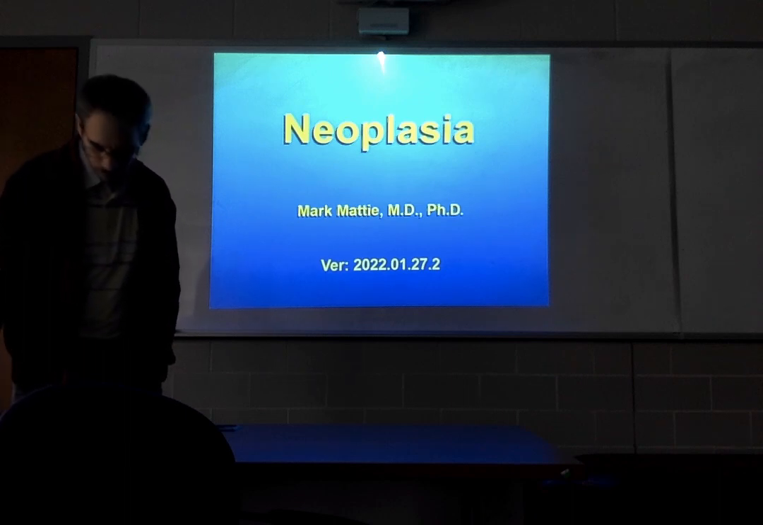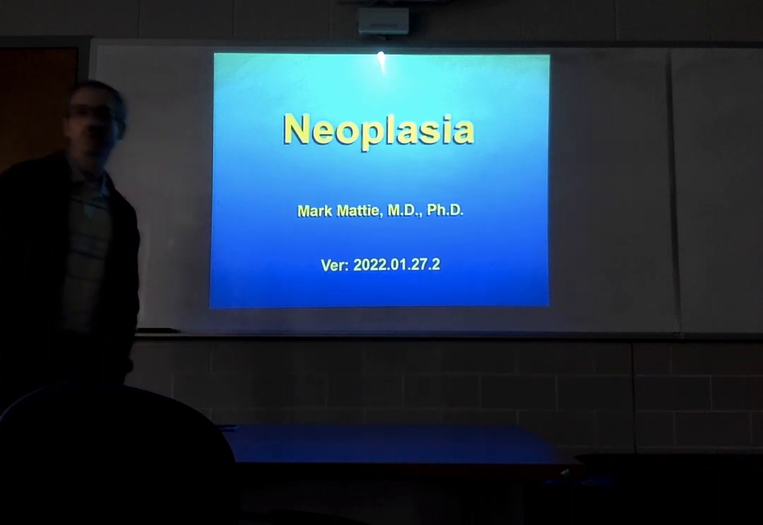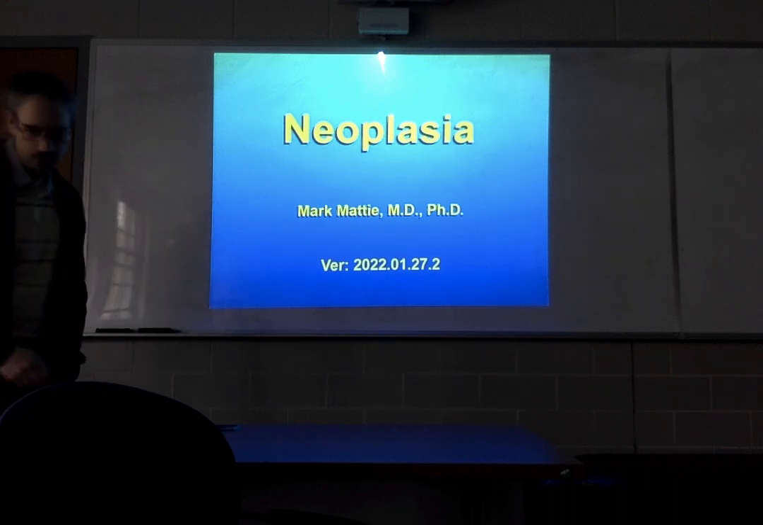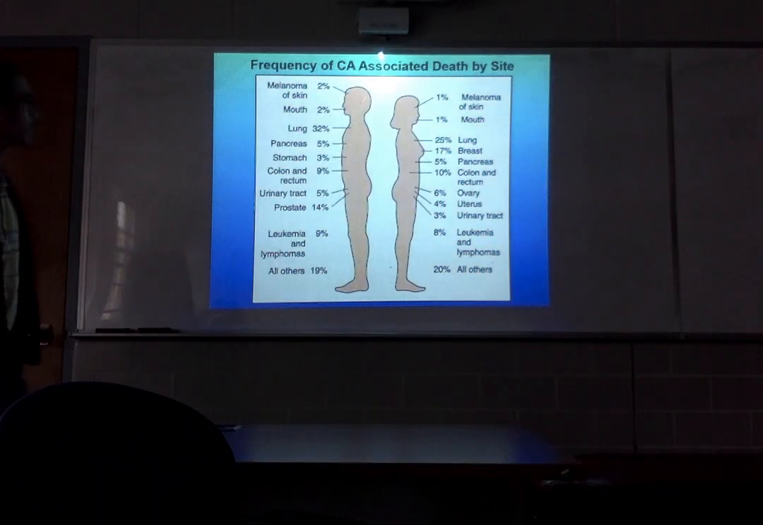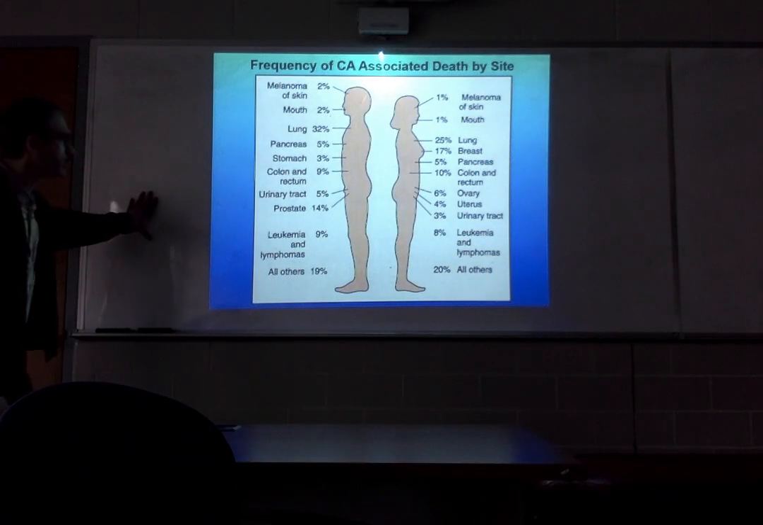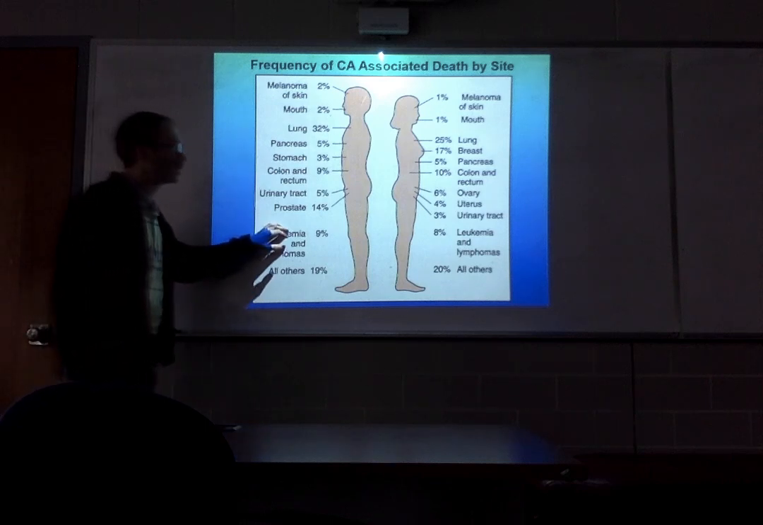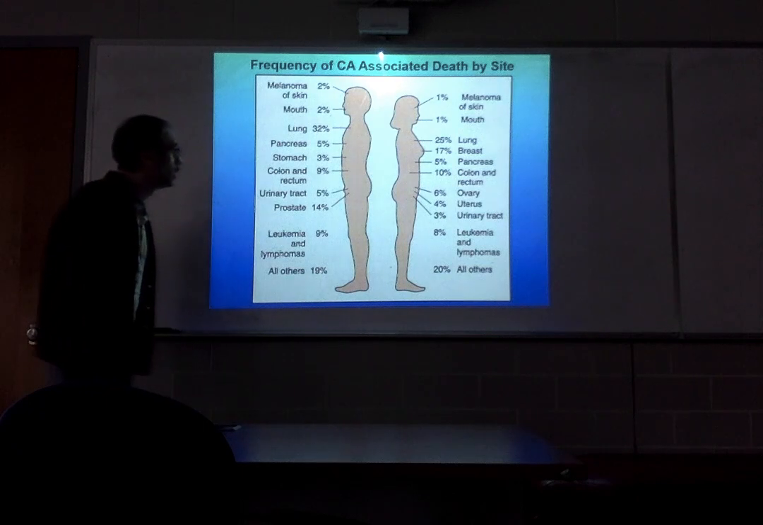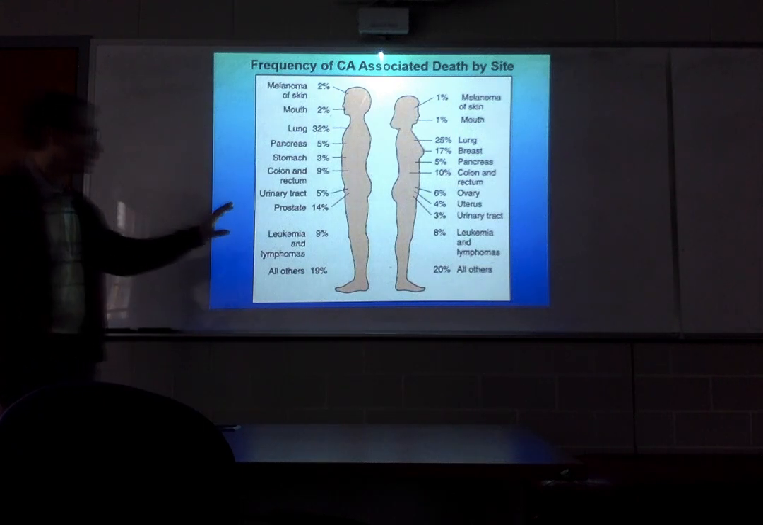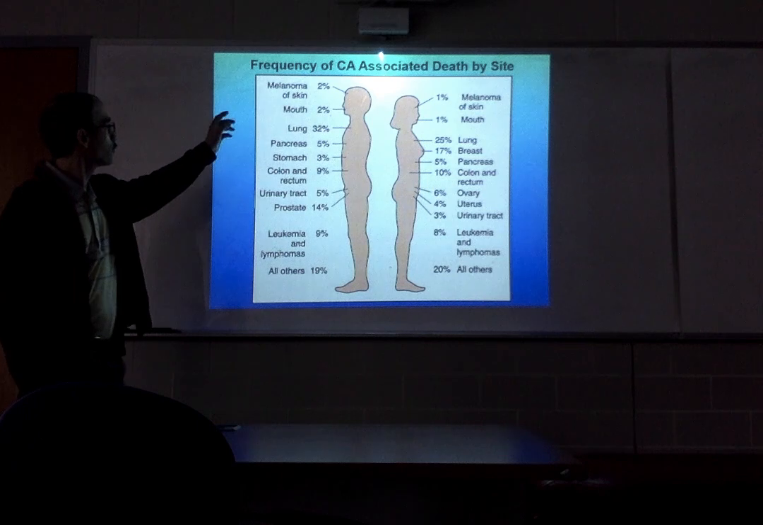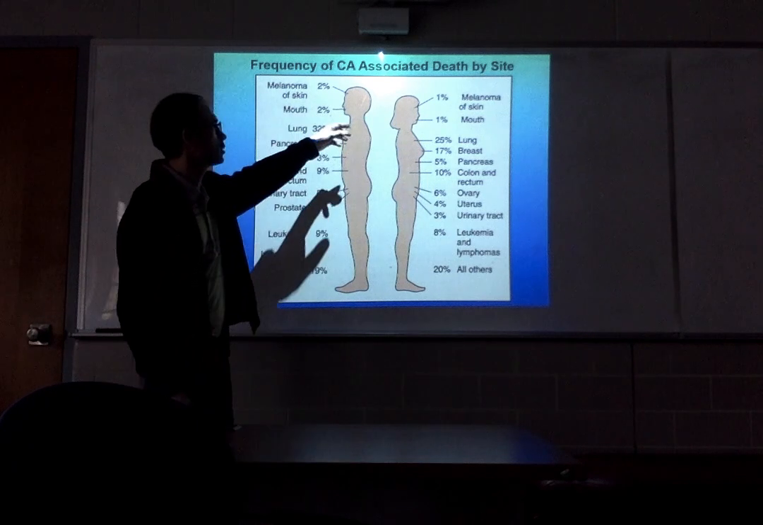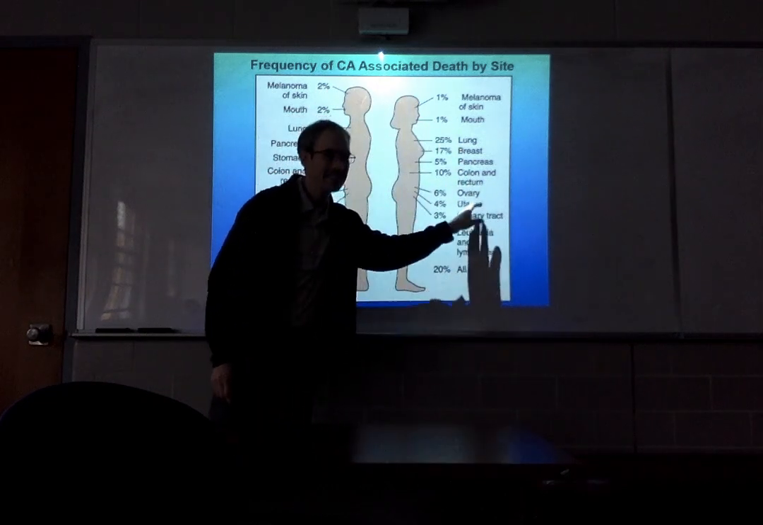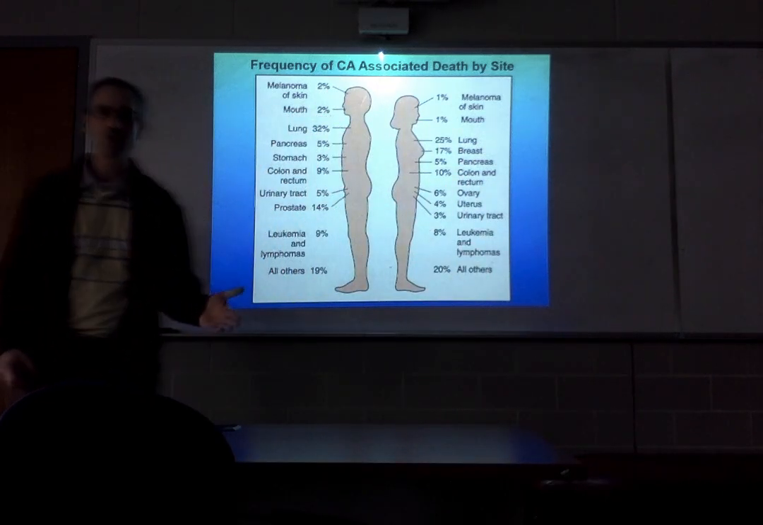Okay, let's have a look at some of the different types of cancers that tend to kill people. We'll take a look at the frequency of cancer-associated death by site. Here's a nice little chart showing you the different types of cancers responsible for deaths, in various proportions. These are not the most frequent types of cancers, but this shows the frequency of cancer-associated death by site. These are the types of cancers that tend to kill people.